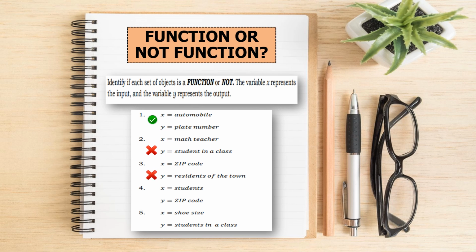Next, students to zip code. It is a many-to-one correspondence, then it is a function. Two or more students can have one zip code. Next, shoe size to students in the class. It is a one-to-many correspondence, then it is not a function.